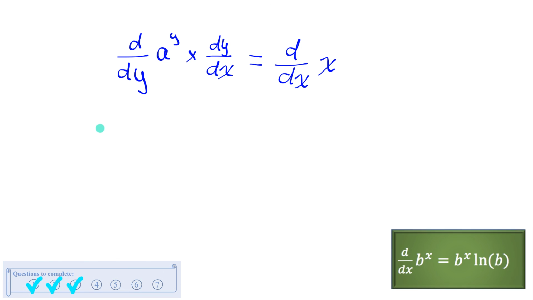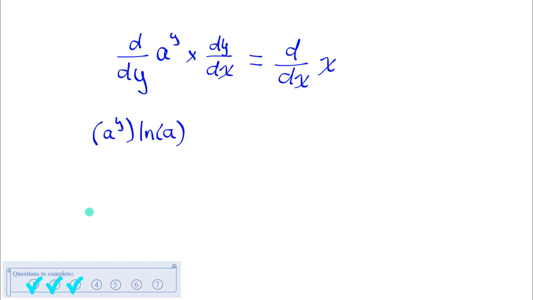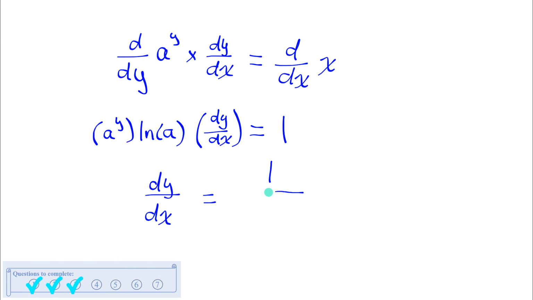The derivative rule would tell me to keep the power, a to the y, and then multiply that by ln of the base of the power. And then that needs to be multiplied by dy over dx. And that's equal to, well, the derivative of x with respect to x is just 1. And now let's isolate dy over dx by dividing both of these factors to the other side, and I get 1 over a to the y ln a.